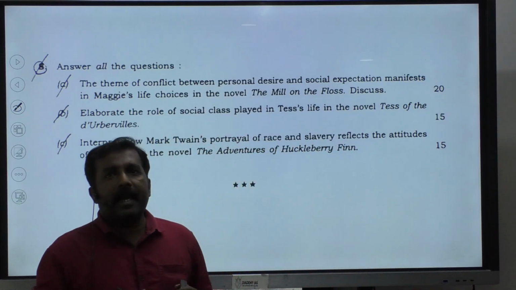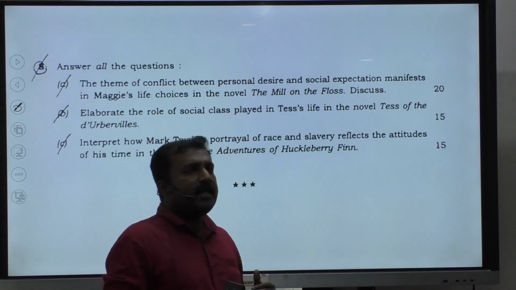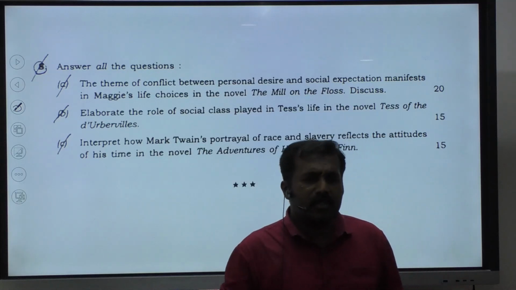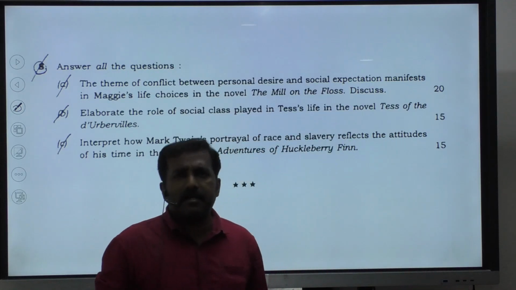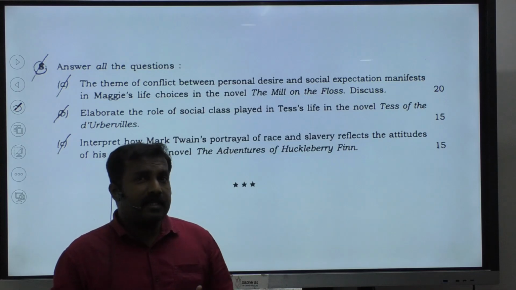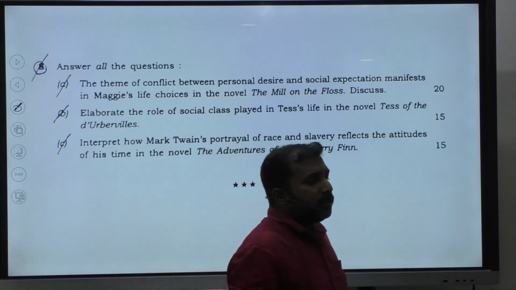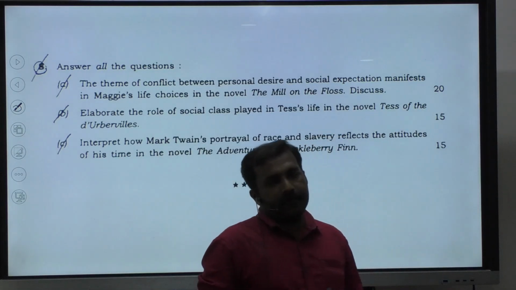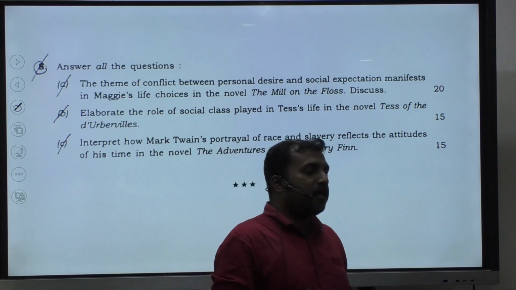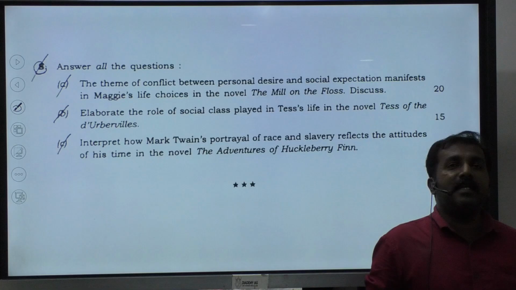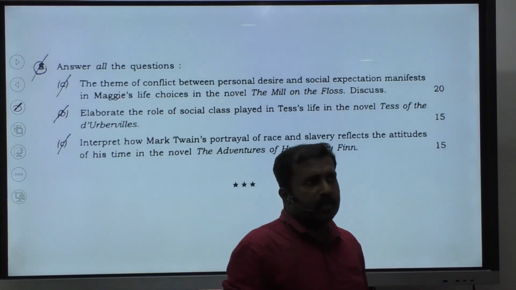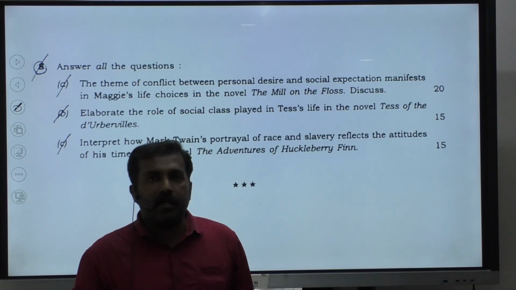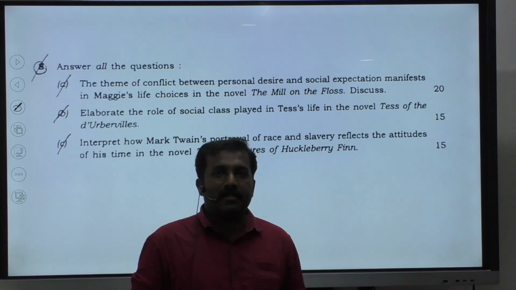Comparatively, I notice that paper 1 has very easy questions. All the questions are repeated. All concepts are repeated, including the unseen poem. Every year, unseen poems are generally very tough, but this year the unseen poem is very easy. So this is all about paper 1 of the 2025 UPSC English Literature Optional.